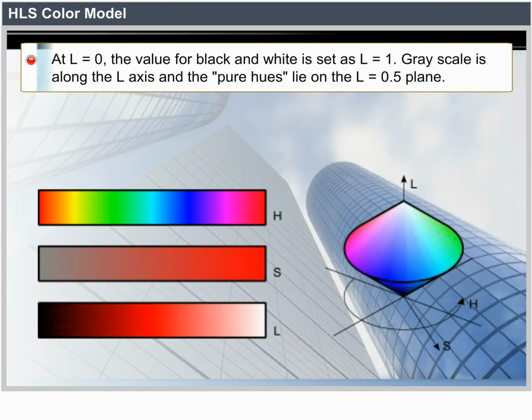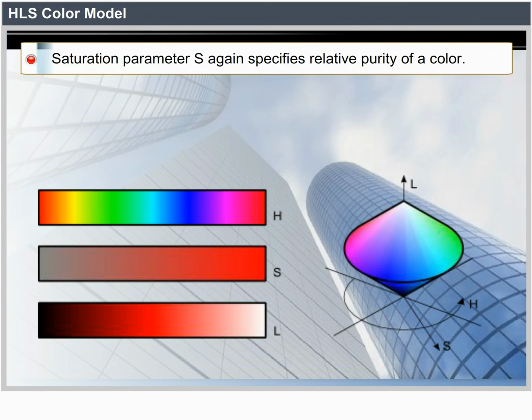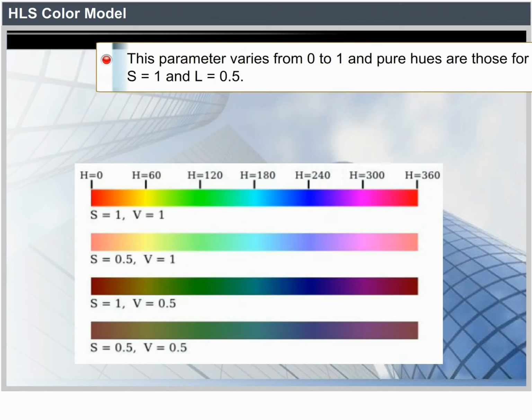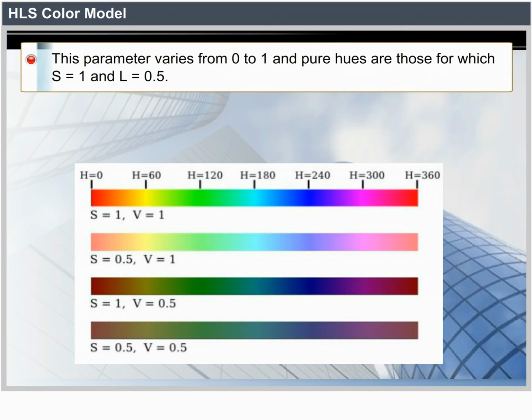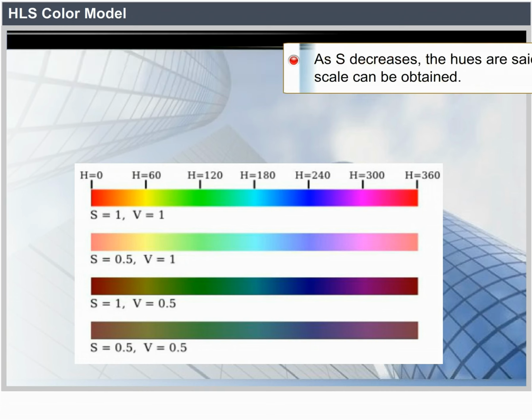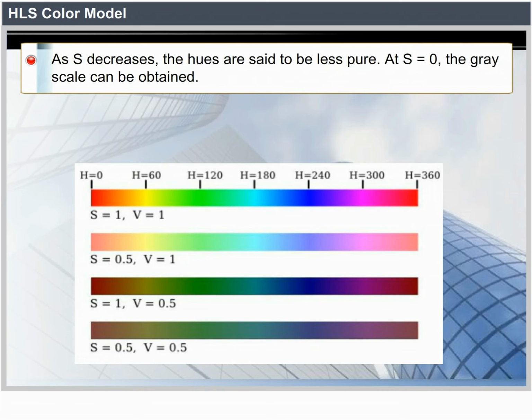At L equals 0, we have black, and white is at L equals 1. Grayscale is along the L axis, and the pure hues lie on the L equals 0.5 plane. Saturation parameter S again specifies the relative purity of a color. This parameter varies from 0 to 1, and pure hues are those for which S equals 1 and L equals 0.5. As S decreases, the hues are said to be less pure. At S equals 0, we have the gray scale.